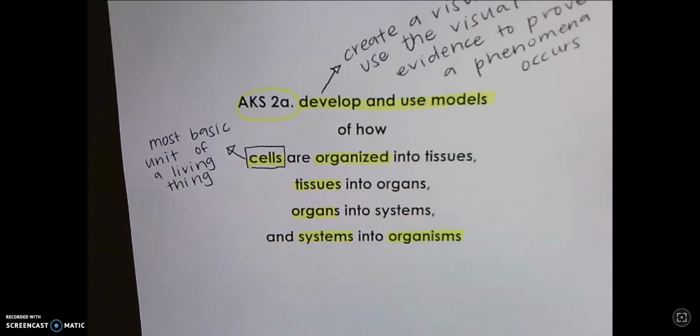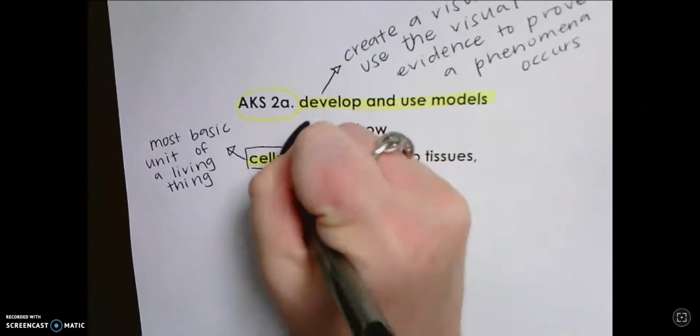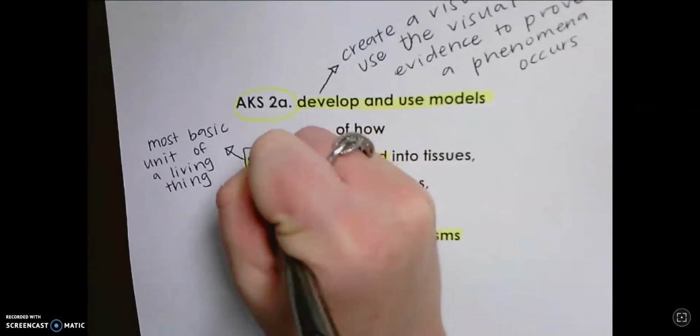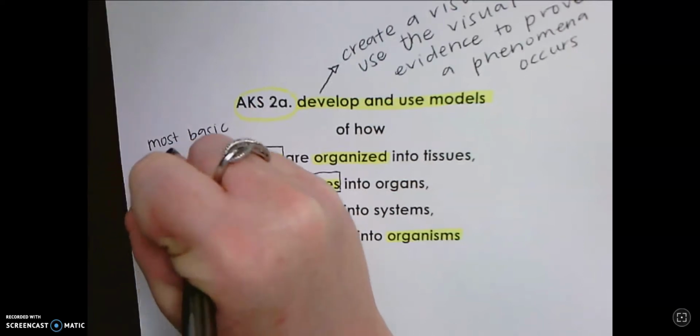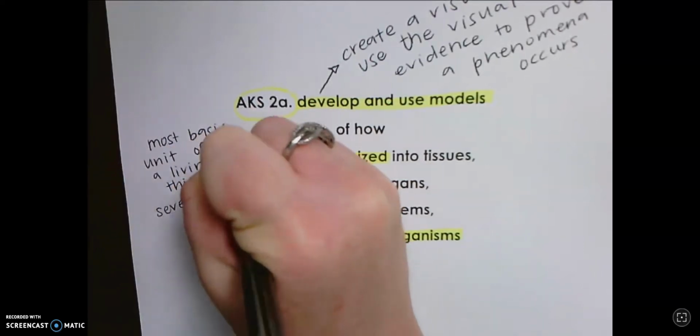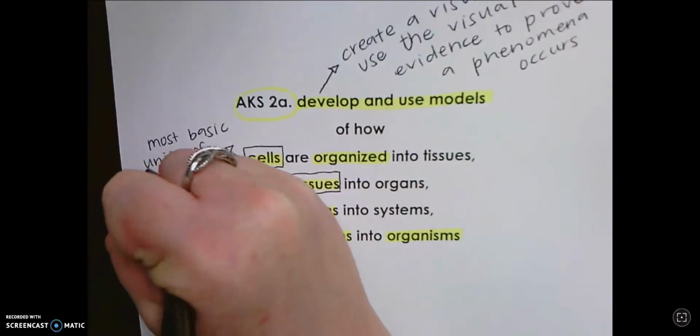Tissues are going to be made up of several cells that all are working for the same job. So I'm going to put a box around the word tissues. Draw a little arrow. I'm going to write several cells working together.